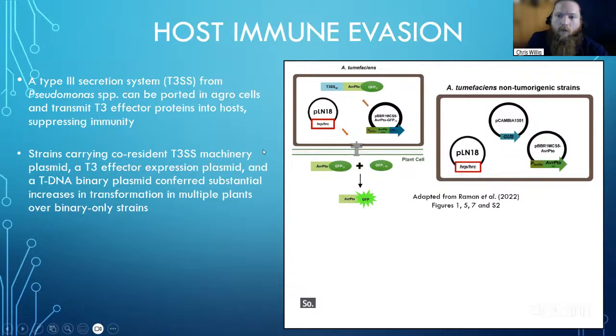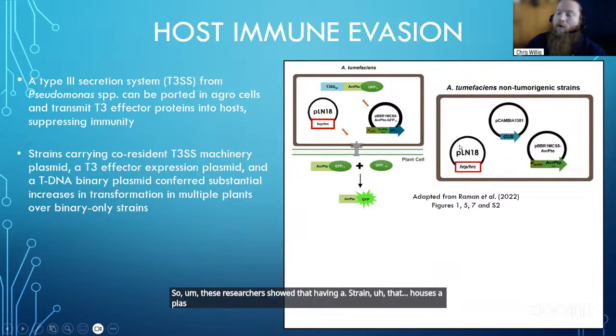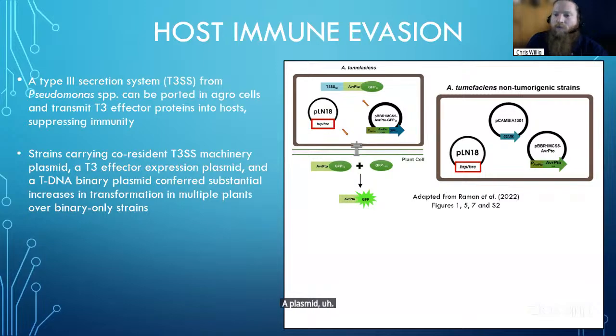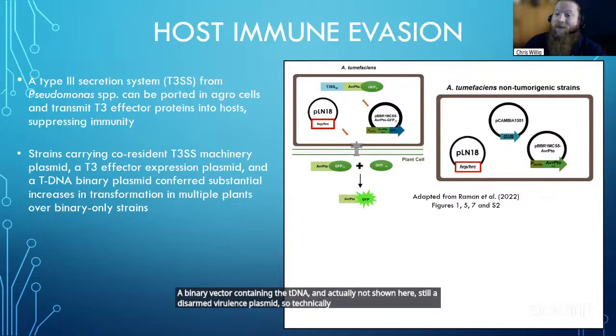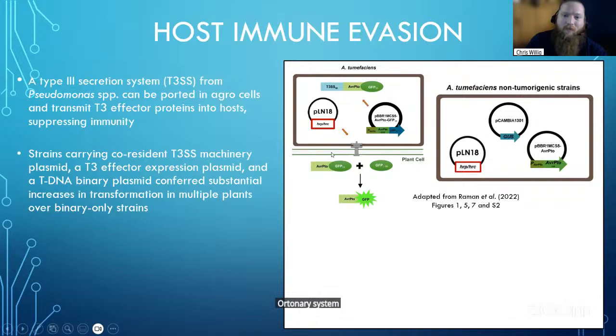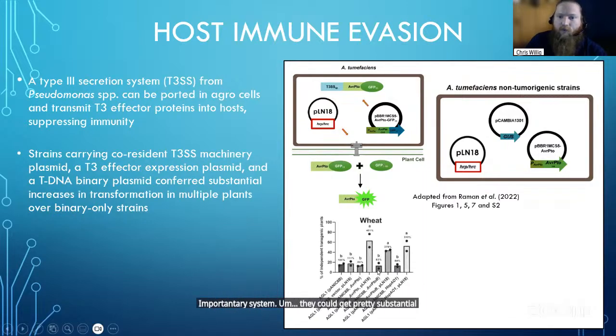So these researchers showed that having a strain that houses a plasmid carrying all the machinery to make the type 3 secretion system, a plasmid expressing type 3 effector proteins that could be trafficked through that, a binary vector containing the tDNA, and actually not shown here, still a disarmed virulence plasmid. So technically this would be a quaternary system.